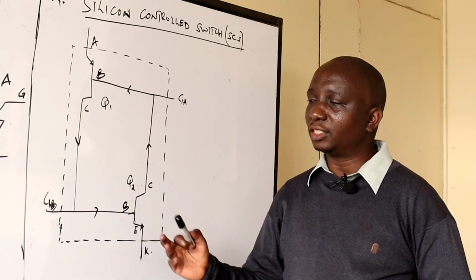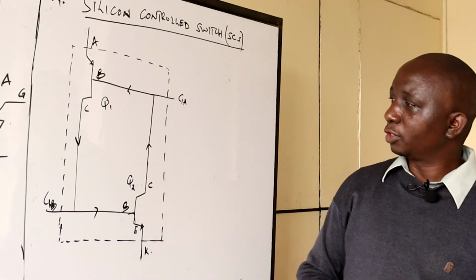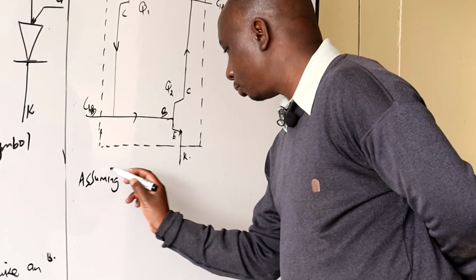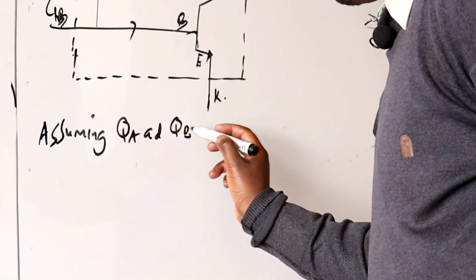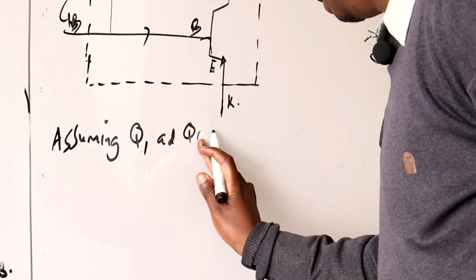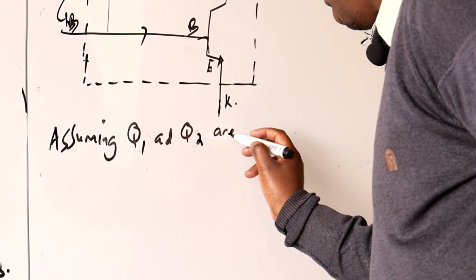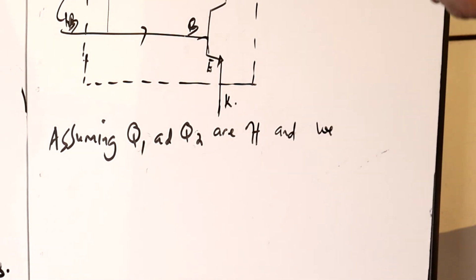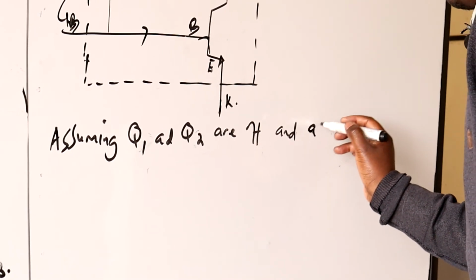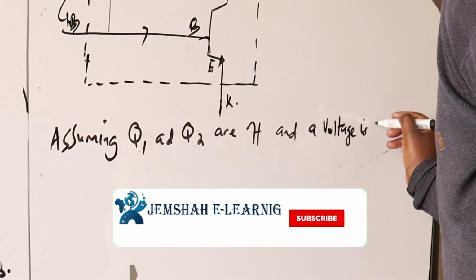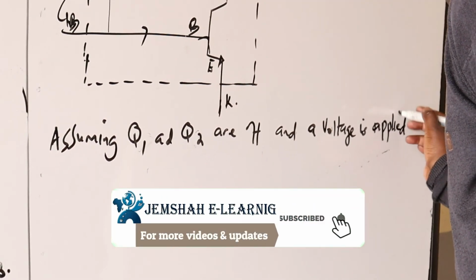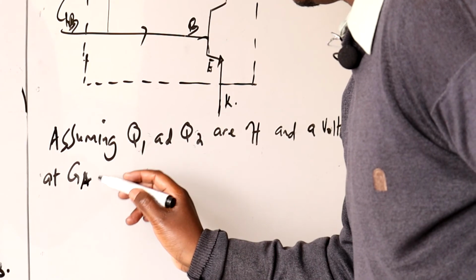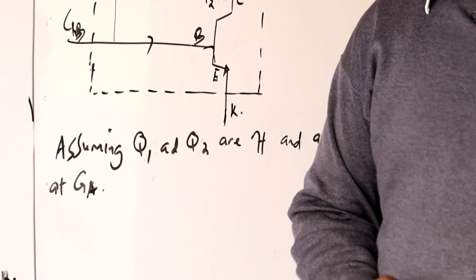So the initial condition is that we must assume all the transistors are off, and then we explain this in detail as follows. Assuming Q1 and Q2 are off, and a voltage is applied at gate A, which is connected to the base of the transistor Q1.